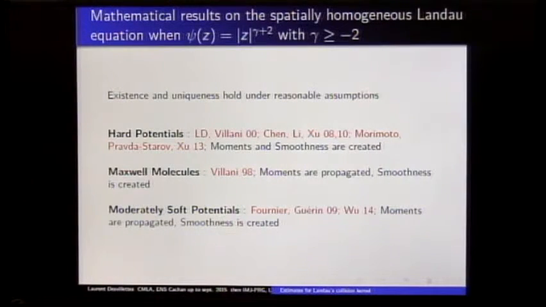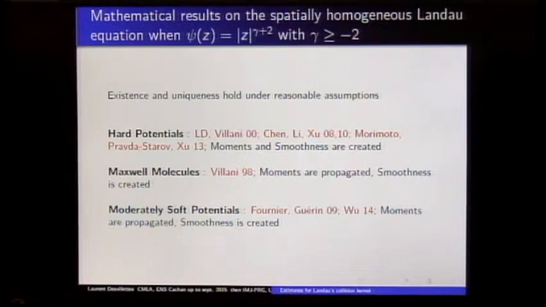So as I told you earlier, it's much easier to produce a theory if you suppose that the function psi here is a power which is big enough. So in the case of hard potentials, which means that gamma is non-negative, this was done in this following series of papers. And let me say that we know basically everything in this case. That is, moments and smoothness are created.